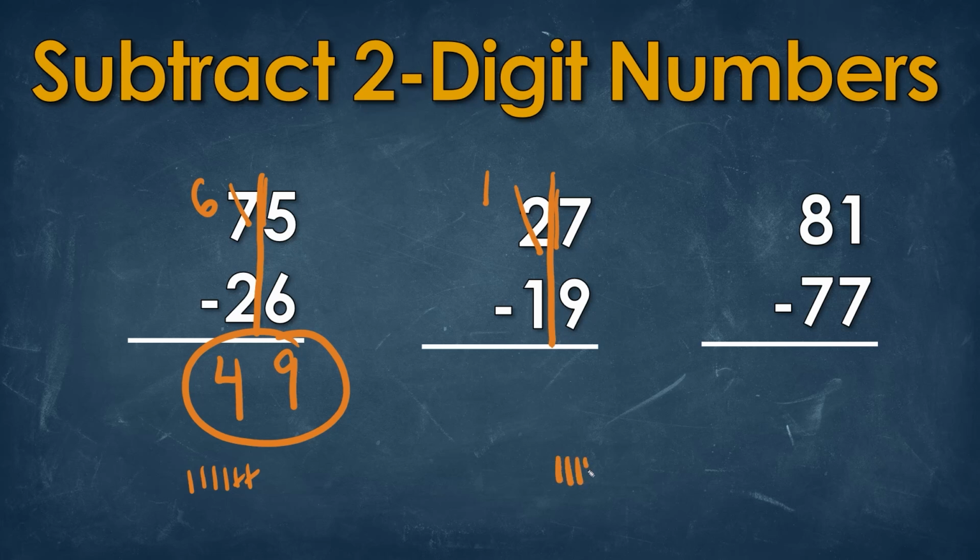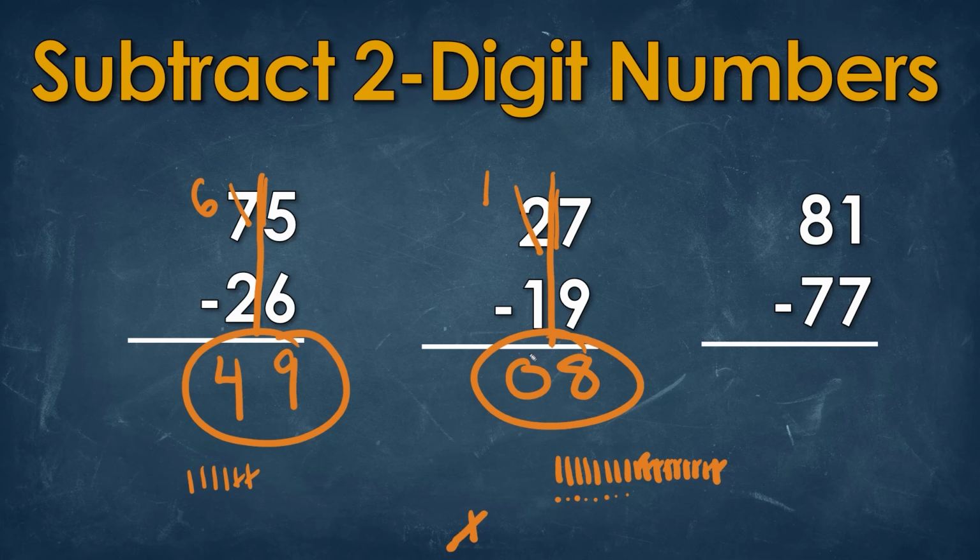1, 2, 3, 4, 5, 6, 7, 8, 9, 10, 11, 12, 13, 14, 15, 16, 17. Minus 9 is 1, 2, 3, 4, 5, 6, 7, 8, 9. We're left with 1, 2, 3, 4, 5, 6, 7, 8. 17 minus 9 is 8. We have a 1 minus 1, 1. We take it away, 0. So we're at 0. The answer is 8.